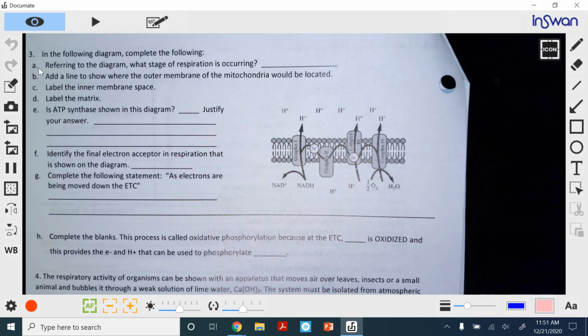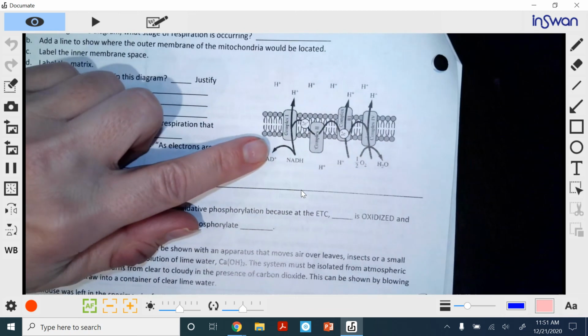All right, so 3A, referring to the diagram, what stage of respiration is occurring here? So what do we call the 4th stage? Go ahead and write that down. The reason we call it oxidative phosphorylation is because we're oxidizing the NADH and the FADH2. We're unloading them. Okay.